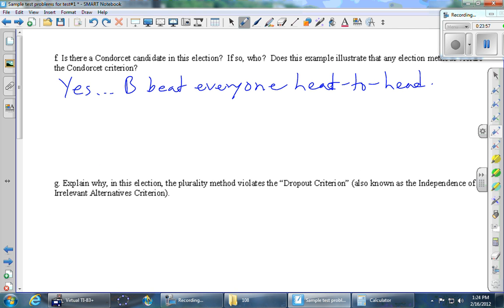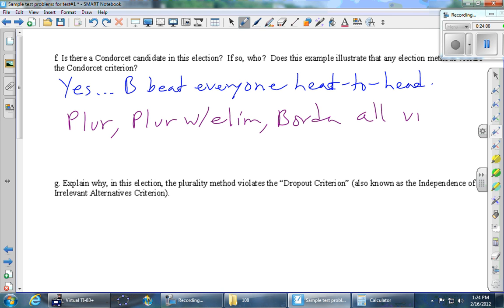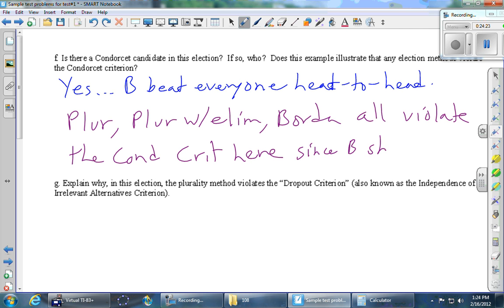So plurality, plurality with elimination, and Borda all violate the Condorcet criterion in this specific election, since B should have won, but didn't, using those methods.